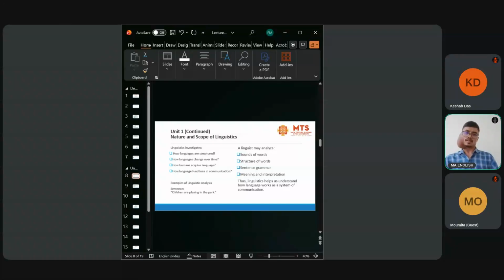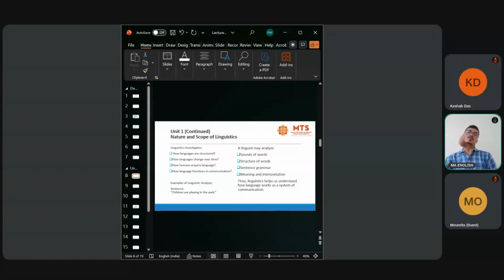Okay, so fourth, linguistics also investigates how language functions in communication. So communication is the primary purpose of language, and linguistics studies how language achieves this purpose in conversations, in writing, in formal and in informal contexts.